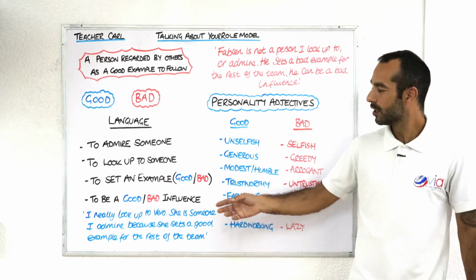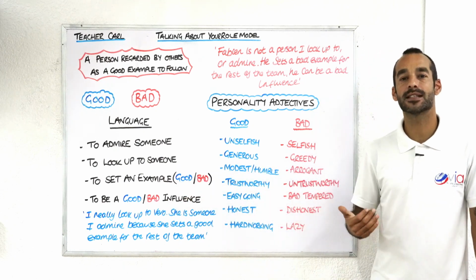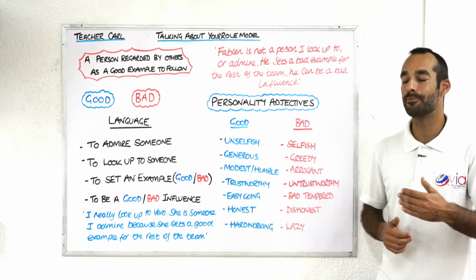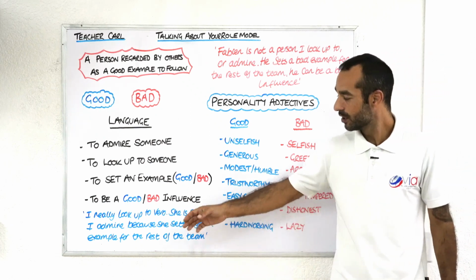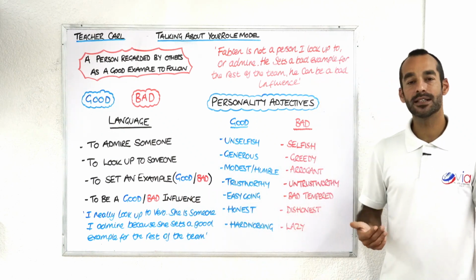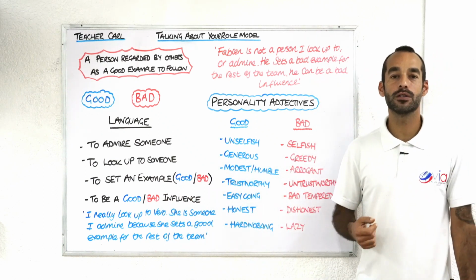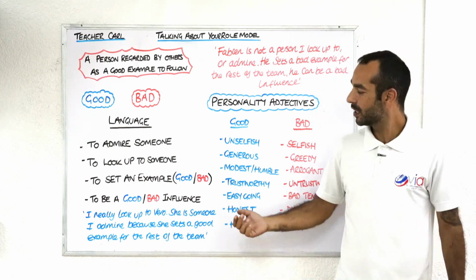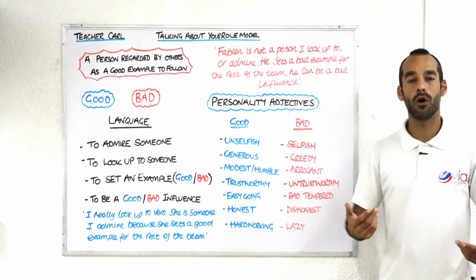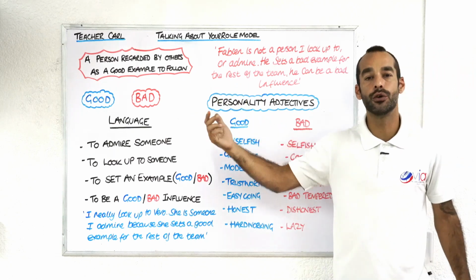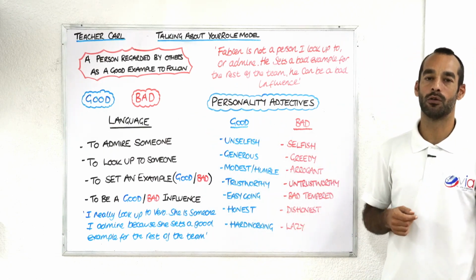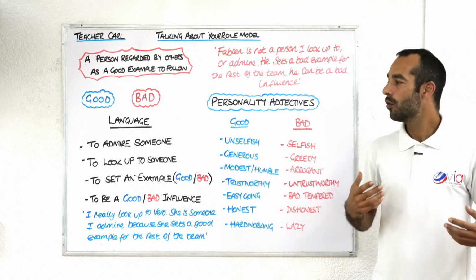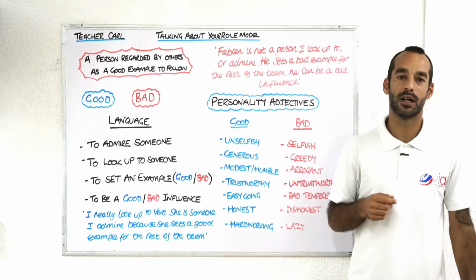We may say that somebody sets a good example, or if they're a bad role model, they're going to set a bad example. And finally, we may say that somebody is a good influence, or we may say that they're a bad influence. Depending on whether they're good or bad will obviously depend on whether they're a good role model or a bad role model. So how would this play out in a conversation? Well, it might go a little something like this.